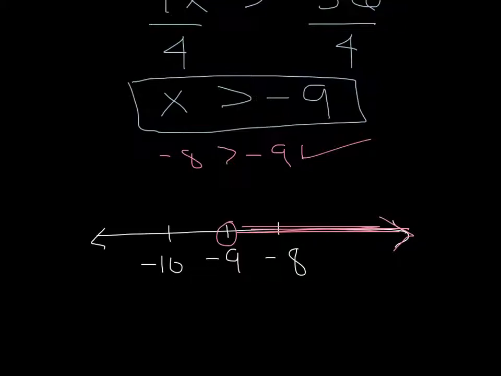Now for interval notation, what this is saying is it is open at negative 9 and it's going to infinity, but we can never reach infinity, so it's still open.